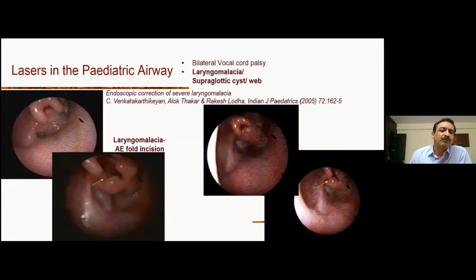But you can of course also do this with other instruments, including cold steel and a snip with a scissor alone. You can use it for the other supraglottic cysts or webs or anterior glottic webs.